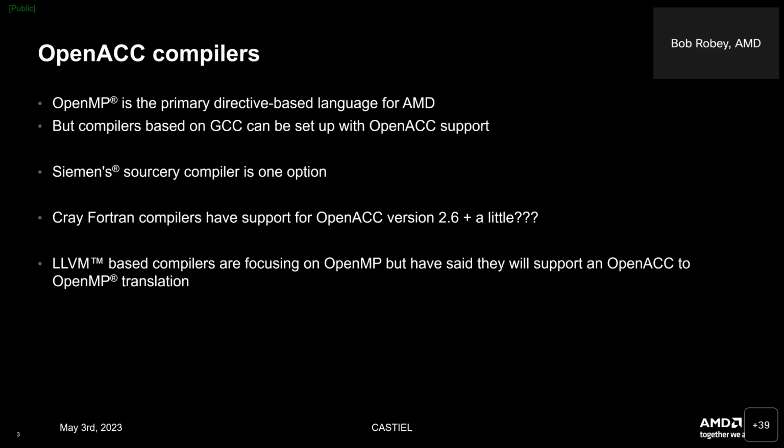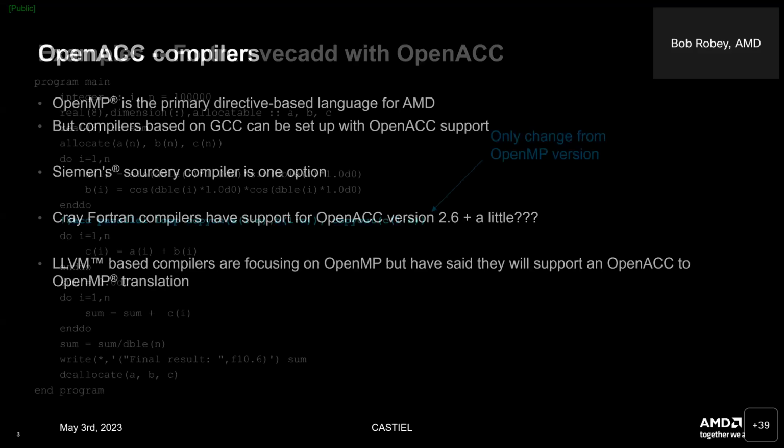You also have the option of the Cray Fortran compilers. Now, the Cray C and C++ compilers no longer support OpenACC, but the Fortran compiler still does. LLVM has stated that they will focus on OpenMP, but they said they would support an OpenACC to OpenMP translation. I'm not sure what the status of that is right now, but there is some future support in that area with the LLVM series as well.